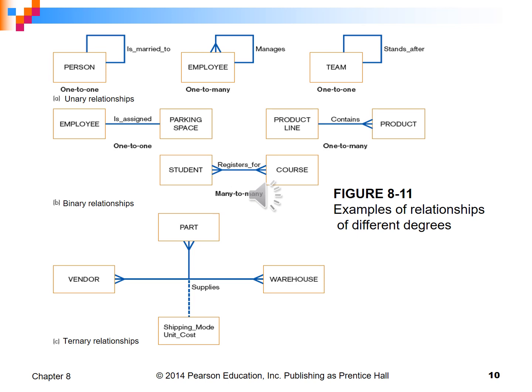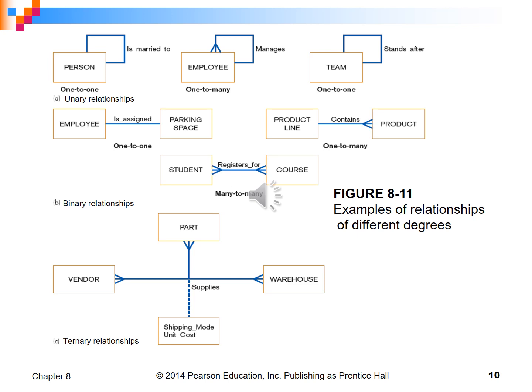If you look at the binary, it involves two entities, like employee and parking space. This is one-to-one: an employee is assigned to a parking space. Or one-to-many, like a product line and a product: a product line contains many products. Or we have many-to-many, like a student and a course: many students register in many courses, which is a binary relationship.